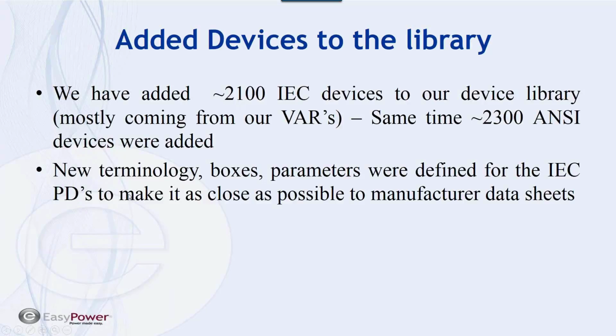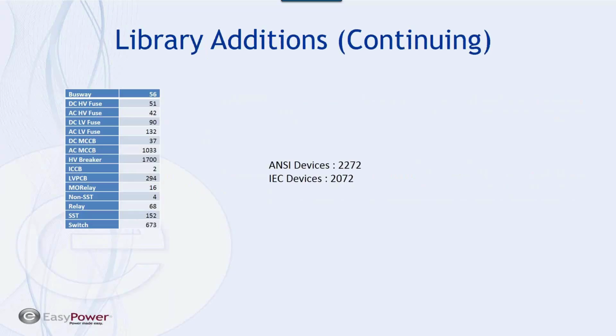Any IEC device which has a data sheet and you feel it's missing from our library, please submit it to us. We will add it at no cost. We have added new terminology, boxes, and parameters for IEC devices. So for some of the protective devices, you would see that their editor page has changed. That's in order to make sure that we are compliant and can accommodate the parameters that IEC defines for that equipment.